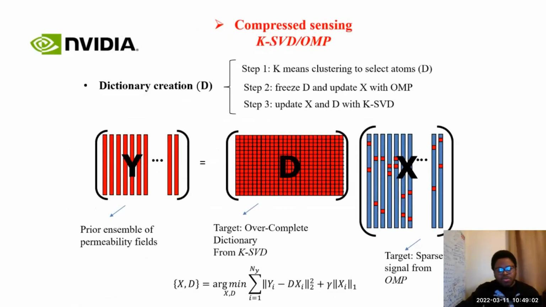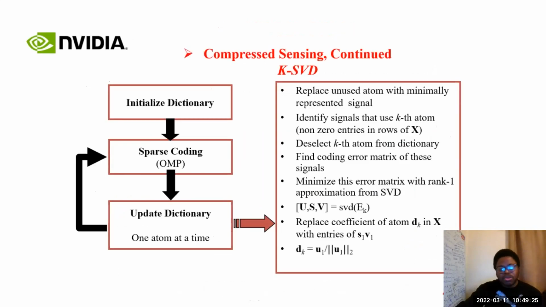So this is how KSVD works. You have your true spatial probability field, and then you have your dictionary that you're forming column by column, and then your X is the sparse representation of your Y. KSVD is done with a two-step approach. You first do k-means clustering, you freeze D, update X, freeze X, update D, back and forth. For more information, you could check the paper by Aharon.